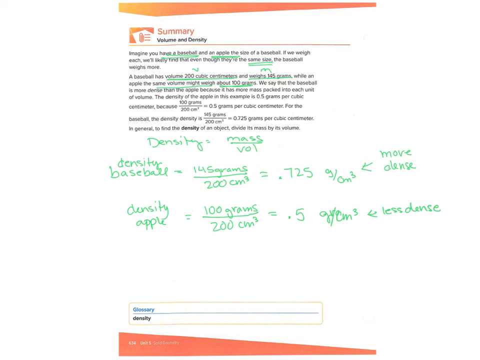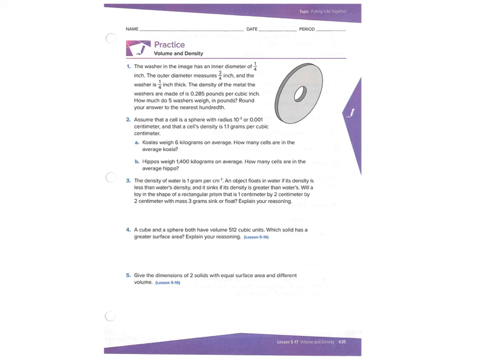Let's take a look at the practice problems, and just some hints for practice number 1. First of all, this washer has an inner diameter. That's the empty space, so I'm going to show that in green right there. Diameter of 1/4 an inch. So let's change the 1/4 to 0.25. Put that in on your calculator. That gives me a radius of 0.125 when I divide it by 2.